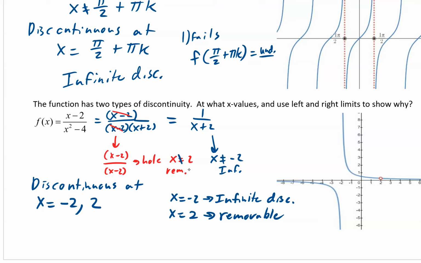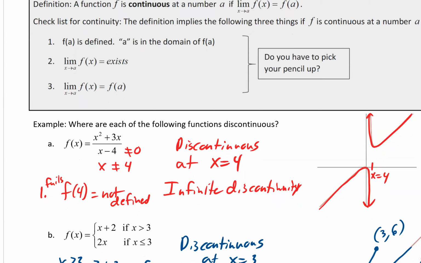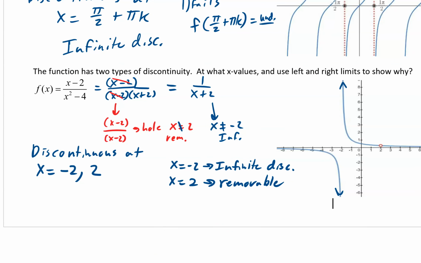So here's the thing. With an infinite discontinuity, you can use your limits to show that they don't exist. But it's easier with the infinite just to show that the value is not defined. So with both of them, it's just easier to say that they are not defined. So for number 1, it fails for both x equals negative 2 and 2. f of 2 is not defined. It's undefined.